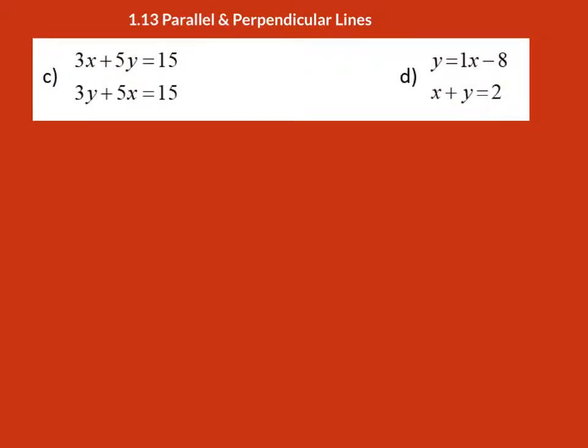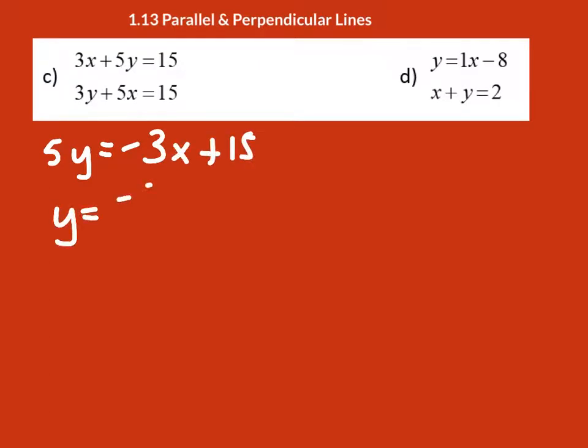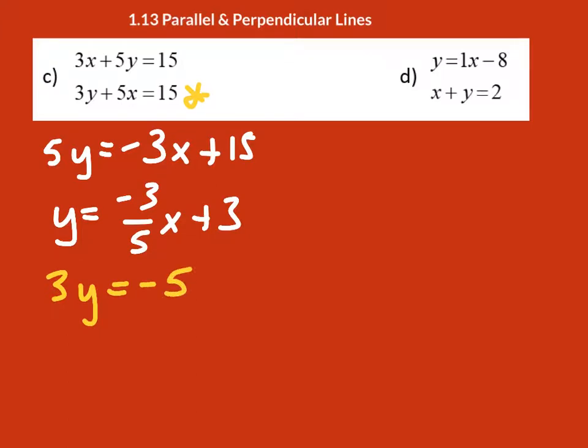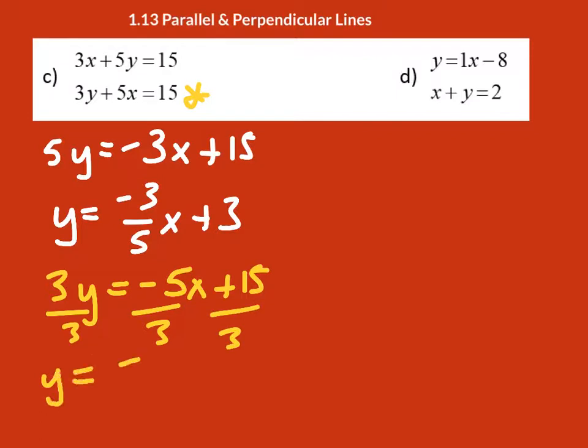In this question, neither slope is provided, so let's do a little work here. I'm going to move the 3x over in the first example, divide everything by 5, and I get this answer. Now let's do this guy here. I'm going to move the 5x to the other side, and I'm going to divide everything by 3. And I get negative 5/3 x plus 5.